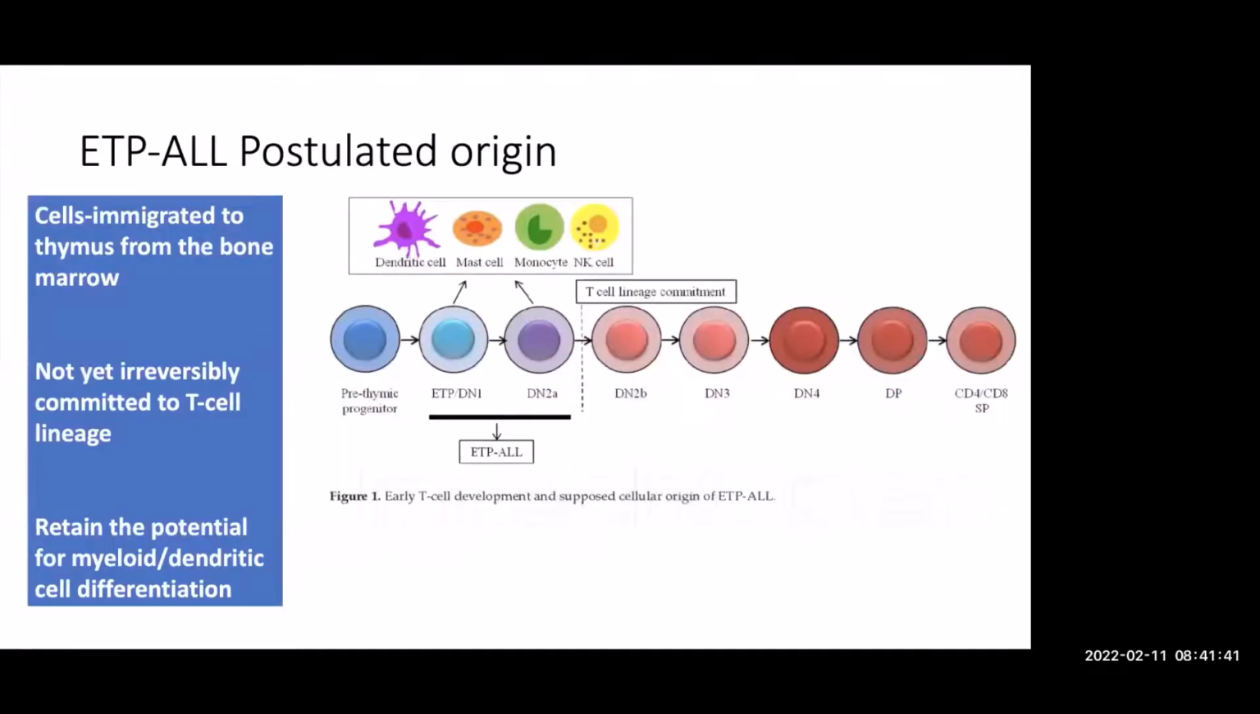So based on this understanding of basic T cell development, the T cell acute lymphoblastic leukemias arise from the cortical and medullary thymocytes, whereas there is an early precursor type of T cell acute lymphoblastic leukemia. These arise from the cells which have just migrated from the bone marrow to the thymus. These cells are not completely committed to the T cell lineage, and they retain the capacity to differentiate into dendritic, myeloid, and stem cell progenitor cells.